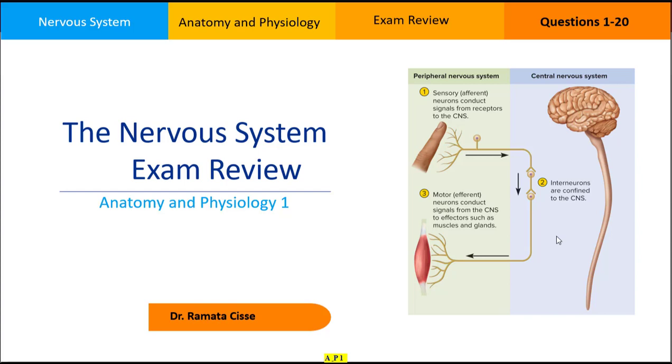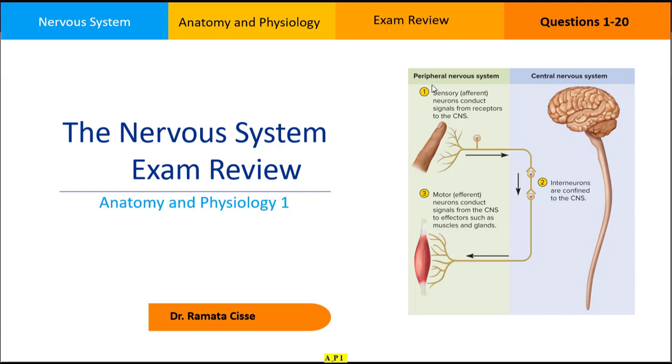Today we'll talk about the nervous system. We're going to do an exam review, question 1 to 20. Here you see the picture of the nervous system on the right side, the brain and the spinal cord. Inside the brain and the spinal cord, you see interneurons. They're confined to the CNS. That means they're in the CNS.